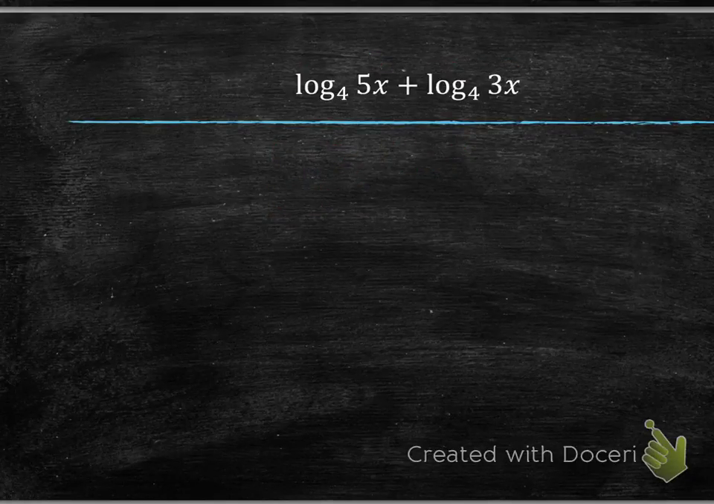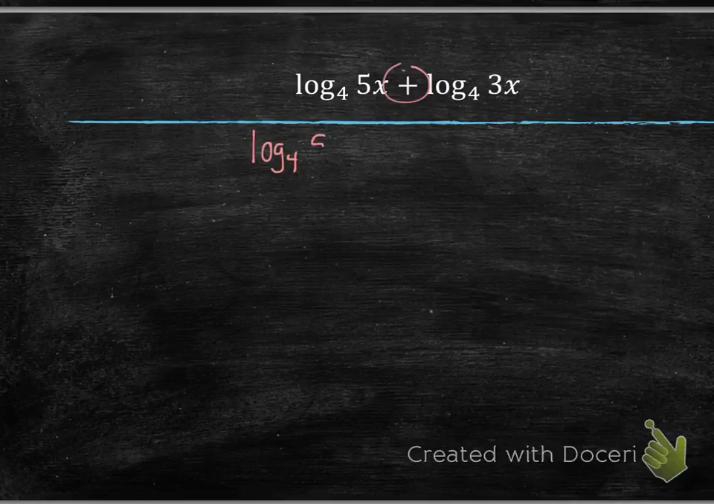Okay, my next one, it doesn't have any exponents or numbers in the front to send back to make exponents, so I work with this plus sign. Plus sign means to multiply when I'm condensing. So I keep the same base. I now have 5x times 3x. Keep the same base. 5x times 3x gets me 15x squared.